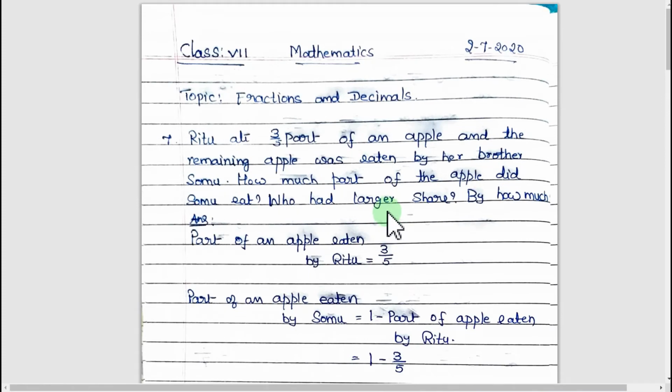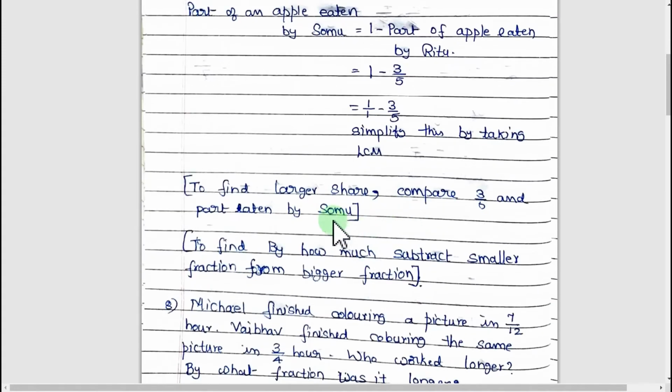Next here two more questions are there. Who had the larger share? To find who had the larger share, this you don't copy in your notes. This is the hint for you to solve the next part. To find the larger share, compare 3 by 5 and the part eaten by Somu. When you simplify this, you will get the part eaten by Somu.